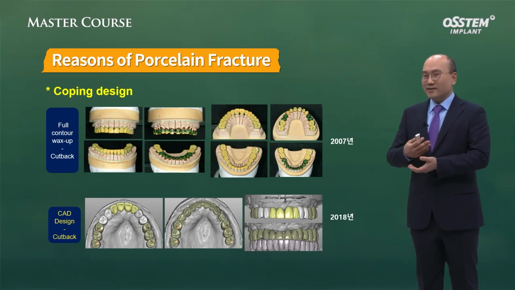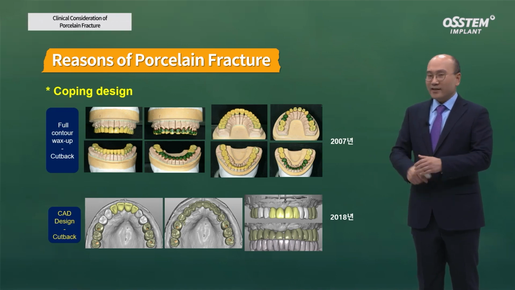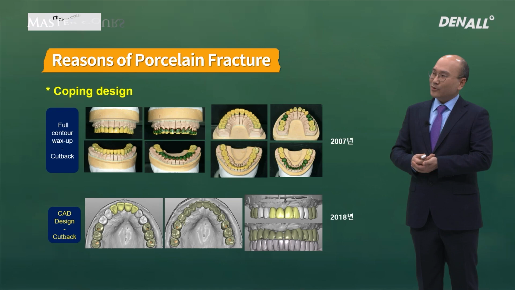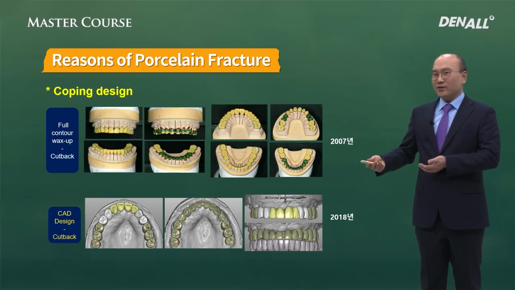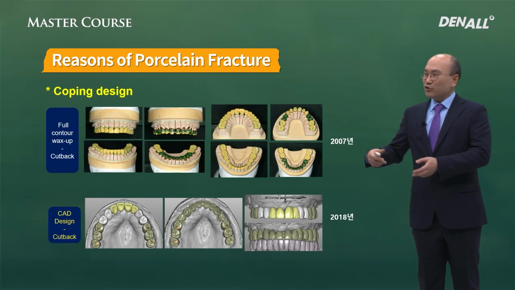Technicians could do it, but we cannot check every step. But since around 2018, CAD-CAM started to be used, and for full zirconia or PFZ sets, CAD design can be done beforehand. So you check the design, and you can check the cutback design with photos and make corrections. So now, compared to the past, you can reduce the possibility of porcelain fracture from the design.